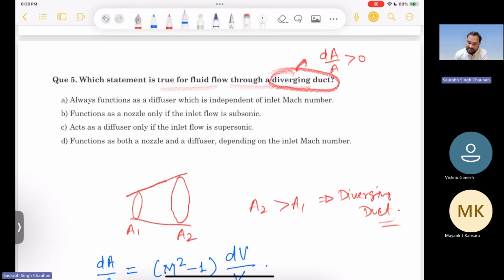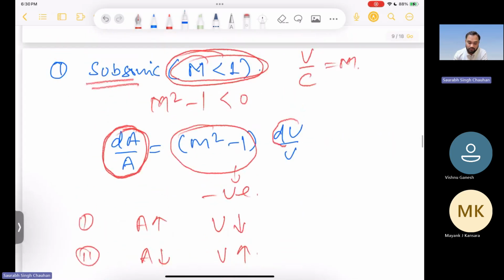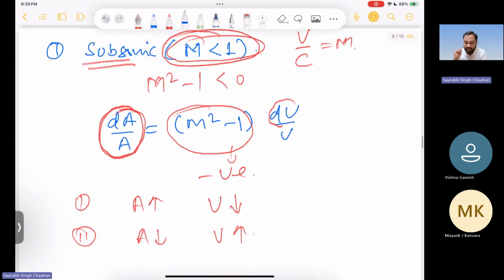Option A: always functions as a diffuser, which is independent of inlet Mach number. So this is not correct, right? Why? Because it is dependent on the Mach number, because we have seen two cases, whether it is in the subsonic regime or in the supersonic regime. So whether it will act like a diffuser or a nozzle depends on the inlet Mach number.